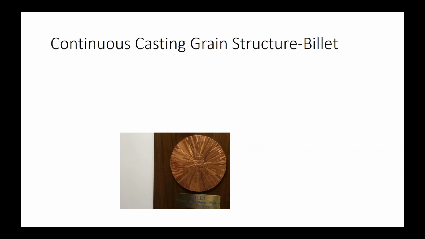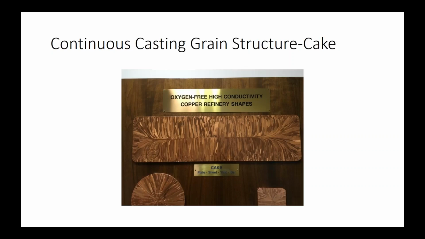On another size shape, and again this is the same mounted plaque, very heavy plaque by the way, this is what's called a cake, copper refinery shapes. A cake, or the word cake, is specific to the copper industry. In the steel industry, aluminum industry, and other industries, this would be called a slab. And in fact, in many copper plants, it is called a slab.